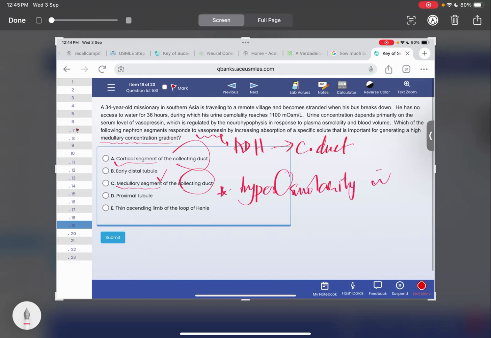Let me ask you another question. Who is responsible for making the medulla hyperosmolar? Urea. You're right, urea. And what are the ions that are responsible, and what are the mechanisms that are causing medullary hyperosmolarity?